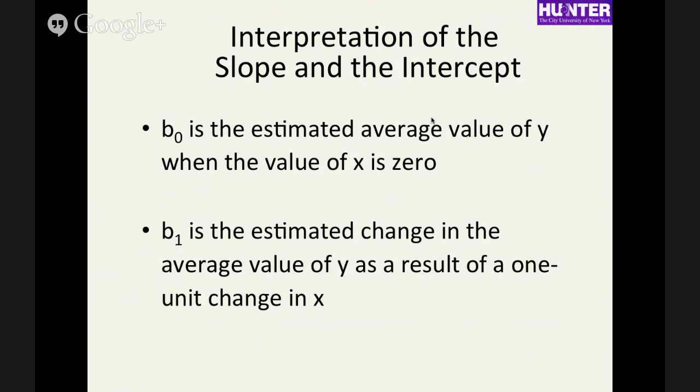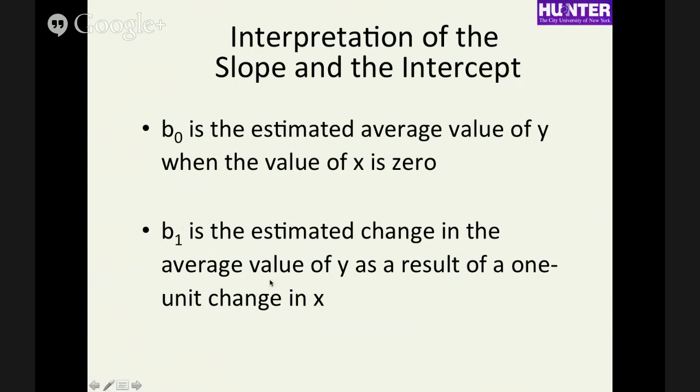So b0, the intercept, is the expected value of y when x is 0. It doesn't always make a whole lot of sense. If it was the relationship between height and weight for individuals, then it would be the expected height of someone with 0 weight. So it doesn't always directly make sense, but that's how you would interpret the intercept.